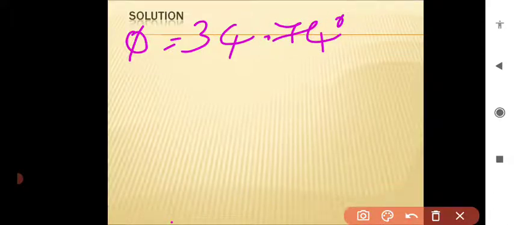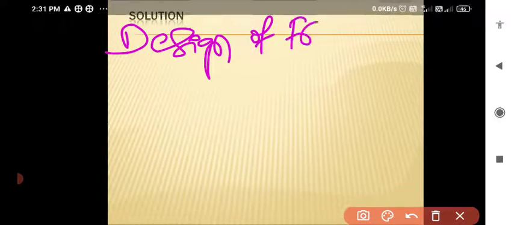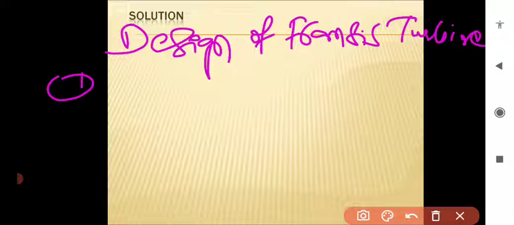So these are the angles of the velocity triangles for the given problem. Now, the design of the Francis turbine. Here, first one, moving blade angles.